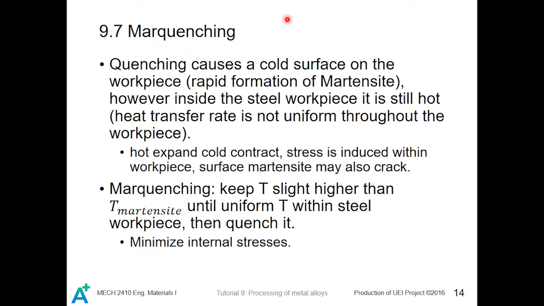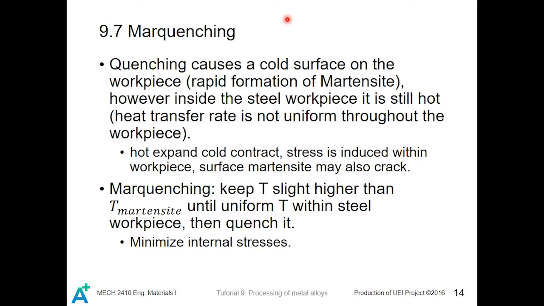More on quenching. In the actual quenching process, quenching will cause a cold surface on the workpiece, and a rapid formation of martensite, because the surface will have the highest temperature dropping rate, as it is the closest to the cold medium. For example, if you put a blade into water to quench, the surface will be hardened first instead of the interior.